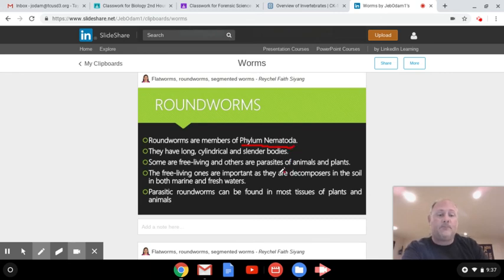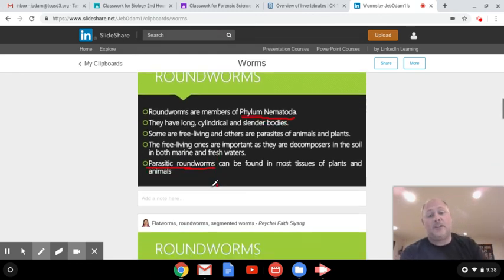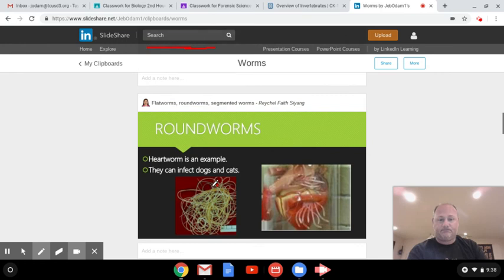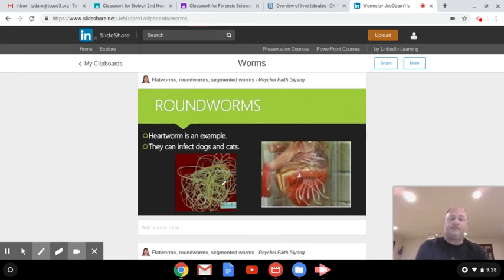The free living ones are great at decomposing, but when you think of the roundworms, think of parasites. A lot of exotic countries, third world countries, don't do a great job of sanitizing their food. Meat, pork, chicken are very important ways of getting these parasitic roundworms, and they're very difficult to find and very difficult to take care of. Here's a good example of what a heartworm looks like. Most of the time, you're going to see this in dogs and cats, but there's the heart of a dog.